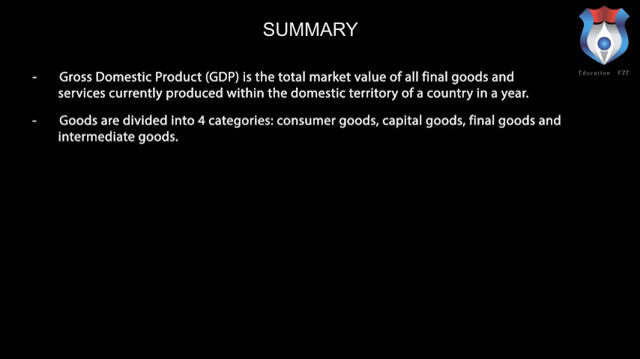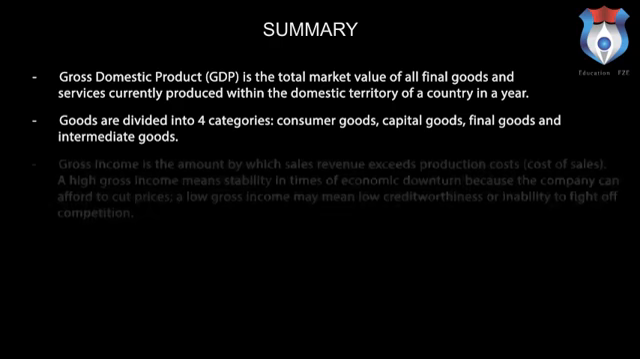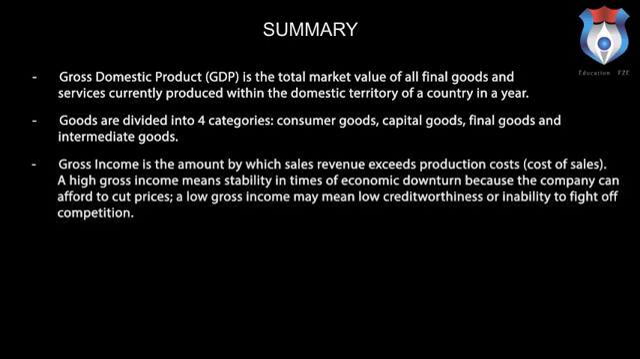Now, in the end, let us summarize what we have learned in this lecture. Gross domestic product (GDP) is the total market value of all final goods and services currently produced within the domestic territory of a country in a year. Goods are divided into four categories: consumer goods, capital goods, final goods, and intermediate goods. Gross income is the amount by which sales revenue exceeds production cost of sales.